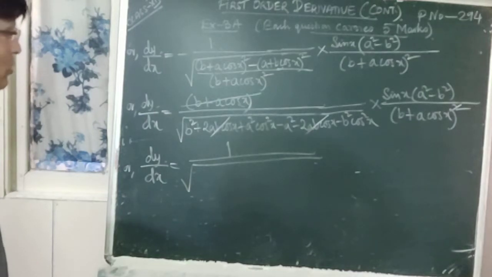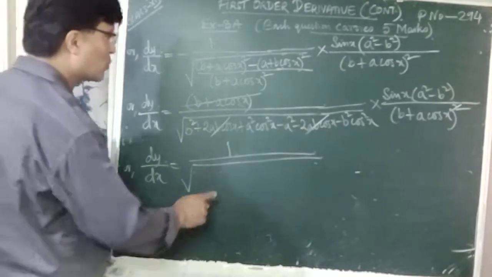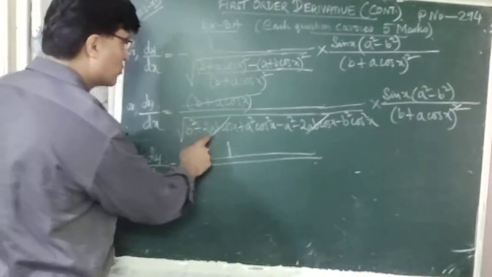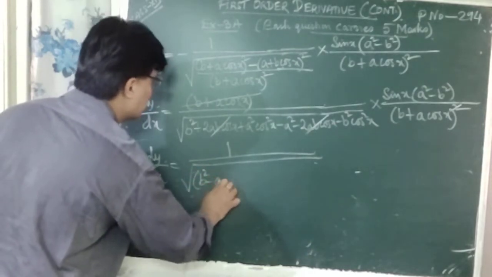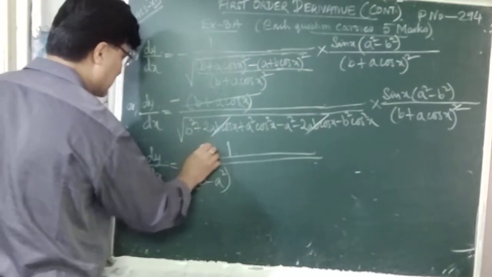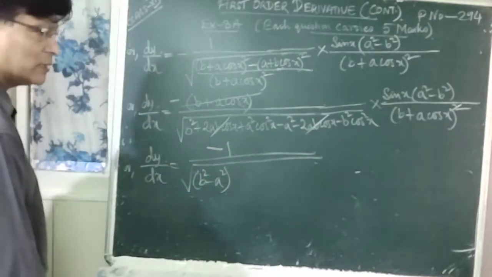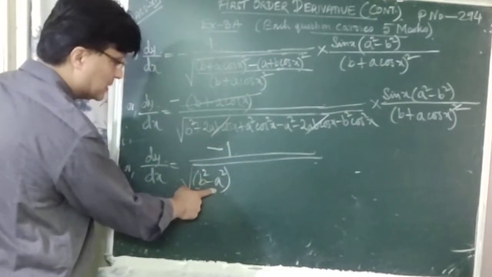So within square root, what will you write now? So within square root there is b square minus a square. So it is b square minus a square. So I have left here minus sign. There is minus sign here, write one minus sign. So this is minus 1, right? So b square minus a square is kept within bracket, okay?